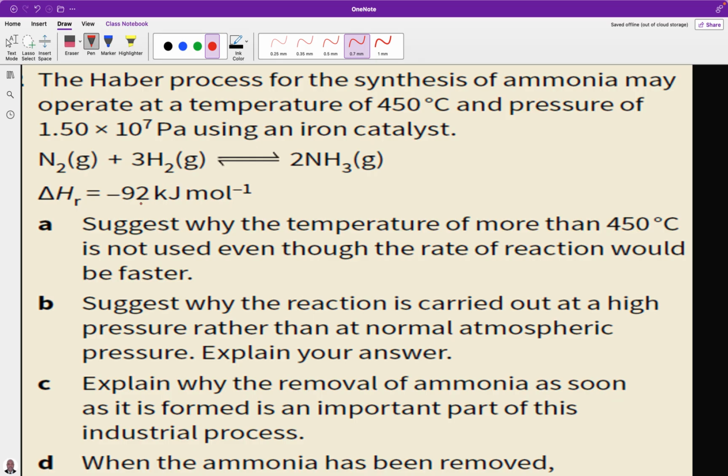But high temperature is going to increase the rate of reaction, because at high temperature there is going to be more frequent collision between the particles, more frequent and successful collision between the particles.